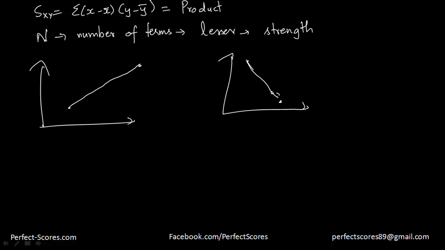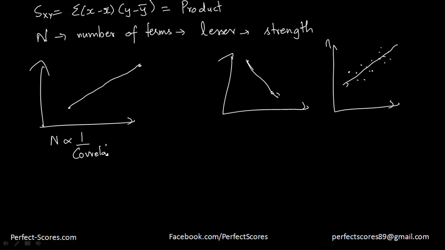But when your number of points increases, what happens? It kind of dilutes your correlation, right? So when your number of points increases, it dilutes your correlation, which means you can say that the number of points is kind of inversely proportional to your strength of correlation, right?